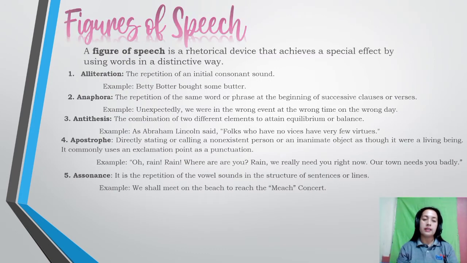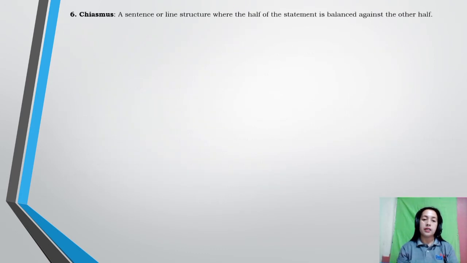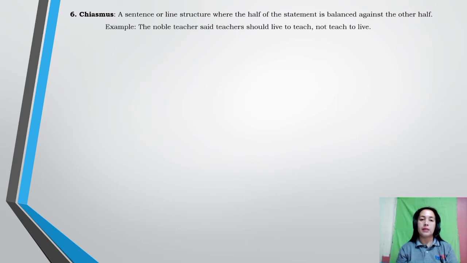Okay, next. Number 6, we have chiasmus. Bisan ako, bago ko lang nabatian, pero sige lang, we will learn all together. Okay, chiasmus. A sentence or line structure where the half of the statement is balanced against the other. Example, the noble teacher said teachers should live to teach, not teach to live.